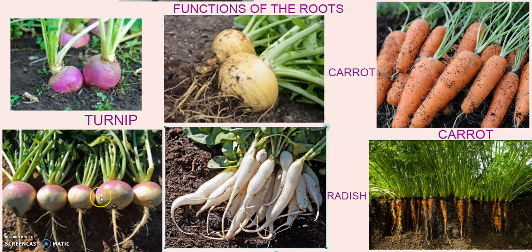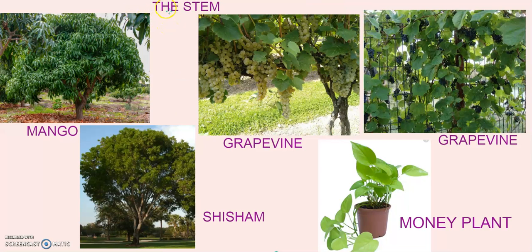Yes, these roots you see here in these pictures, they store food in them. This is the food they stored in these roots of these plants. All these roots we eat every day in our food: radish, turnip, radish and carrots.